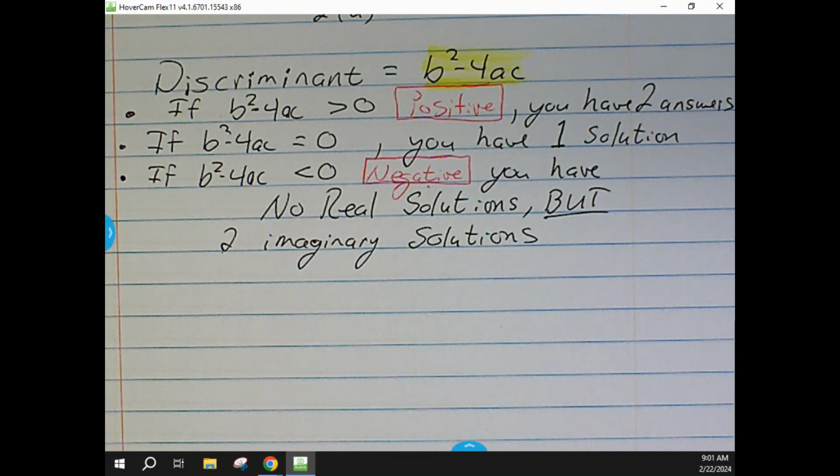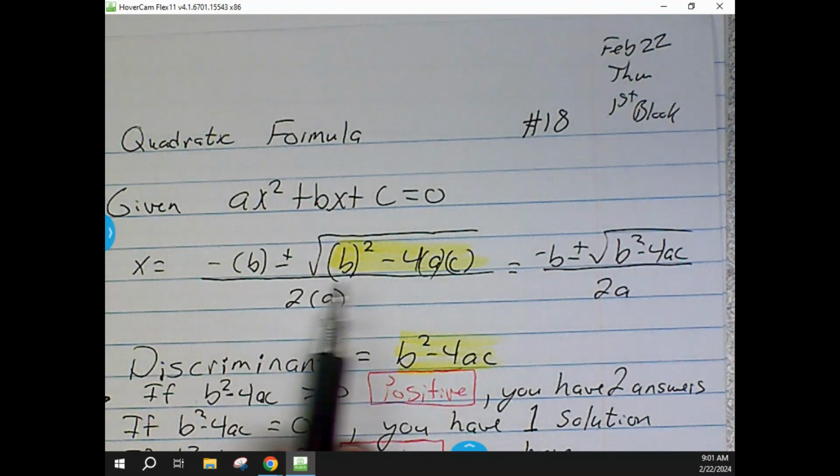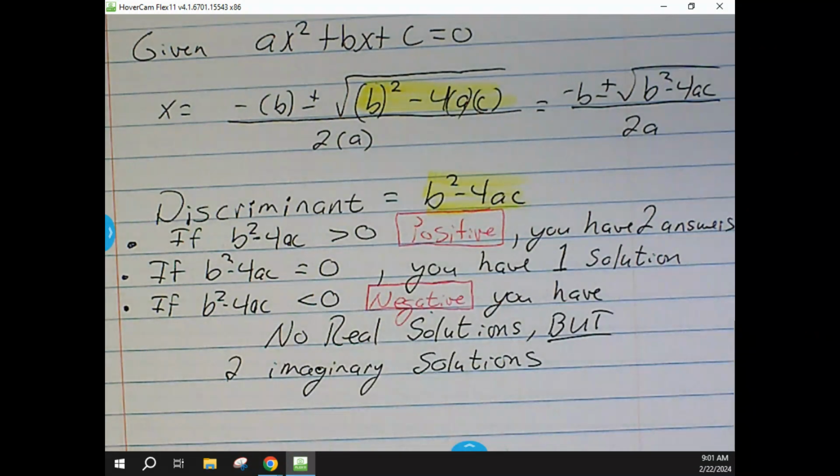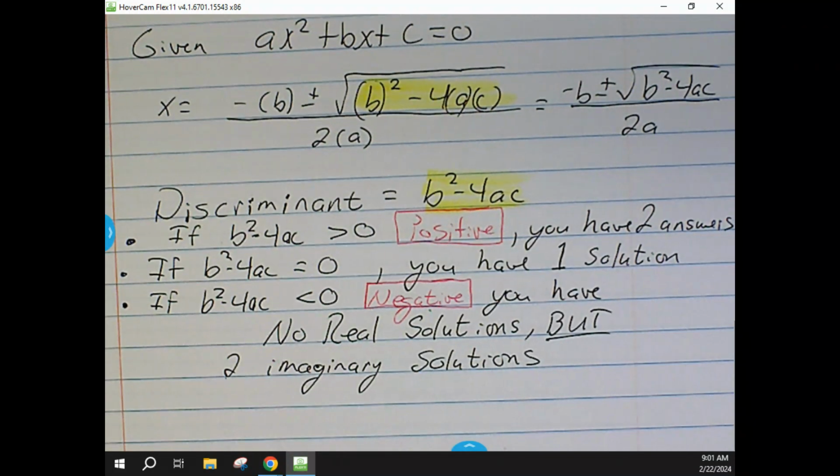Okay, so that's it. We're looking at those two things today. We're looking at using the quadratic formula to find your answers, find your solutions. And we're also going to use the discriminant to tell how many answers, how many real number solutions we're going to have for this thing.